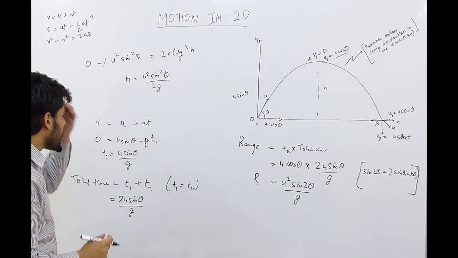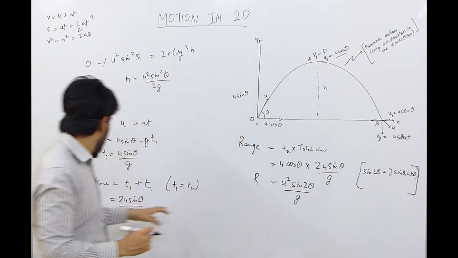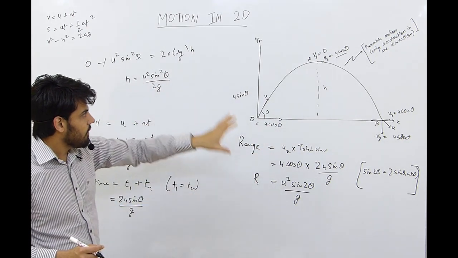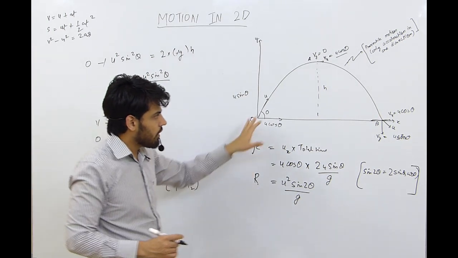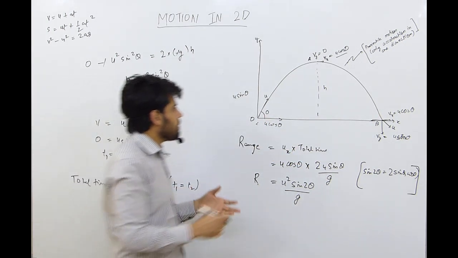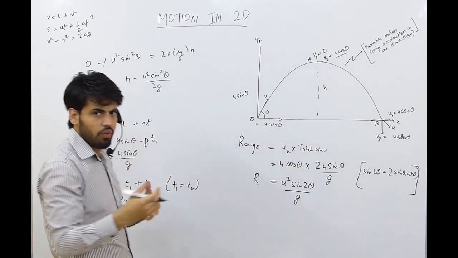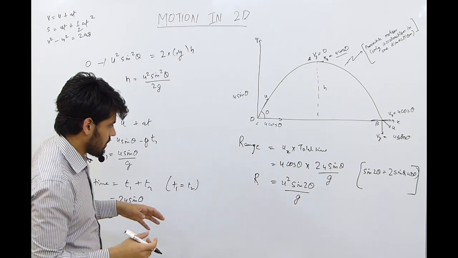I think everything has been cleared. H we have calculated, right? Total time we have calculated, range we have calculated. I think only these parameters are asked. Basically they can ask at any point also, but later on we will discuss that. First we will just go for a brief.